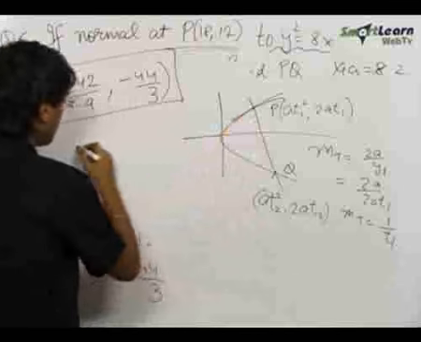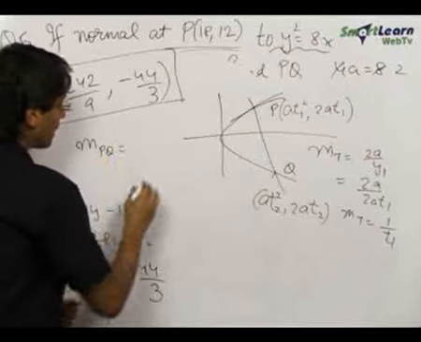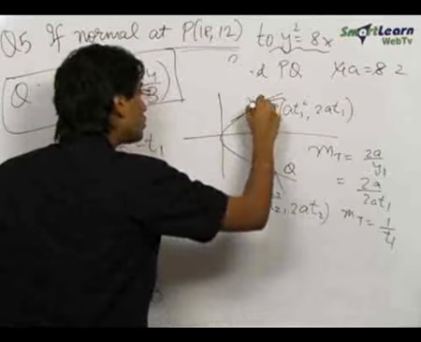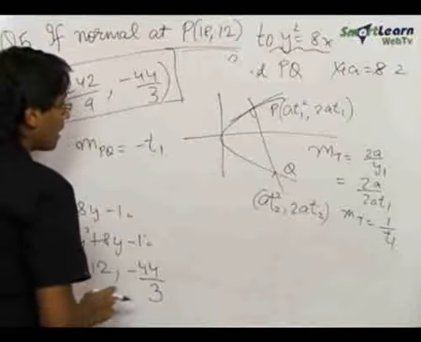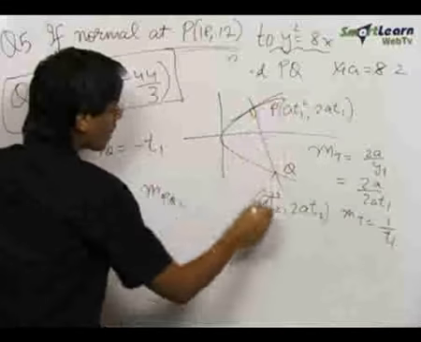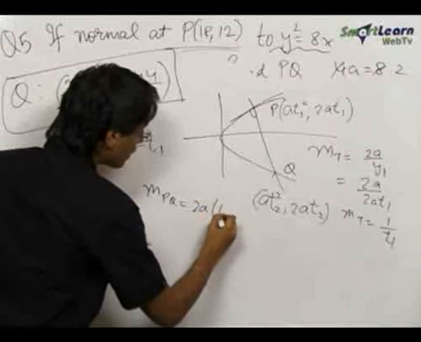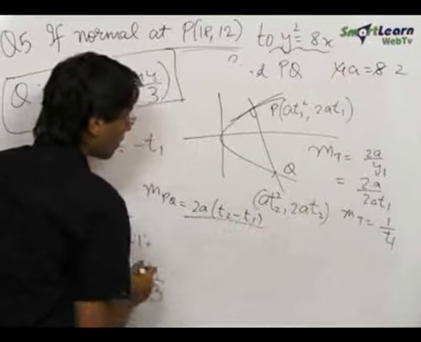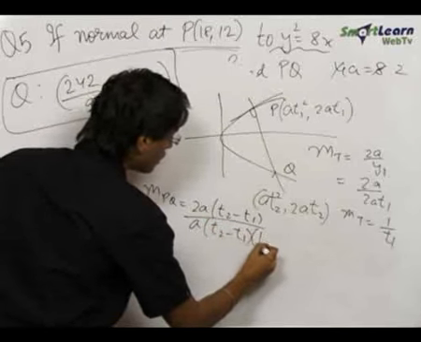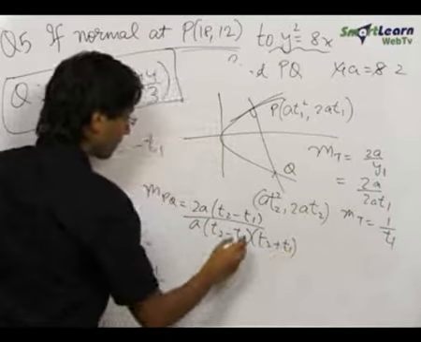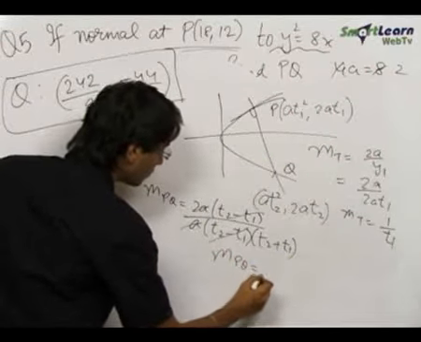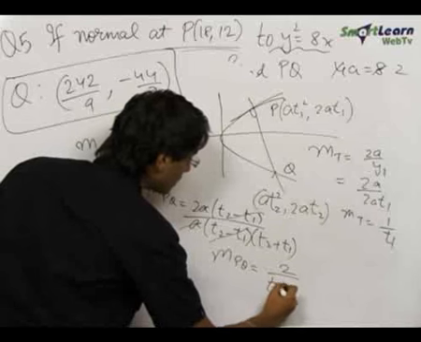So the slope of line PQ becomes minus t1, since PQ is the normal also. Also PQ is acting as the chord for this parabola, and hence we have the 2 points, and we can get the slope of PQ by the 2-point formula, y2 minus y1 upon x2 minus x1. This becomes 2a times (t2 minus t1) upon a times (t2 square minus t1 square), which is (t2 minus t1) into (t2 plus t1). So the slope of line PQ also becomes 2 upon (t2 plus t1).